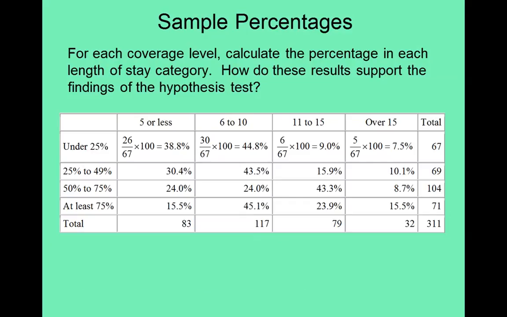Now look at the sample percentages. For each coverage level, calculate the percentage in each length of stay category. How do these results support the findings of the hypothesis test? This table gives the percentages. How do you interpret these values, and how do your interpretations relate back to the findings from the hypothesis test? Let's look at each grouping.